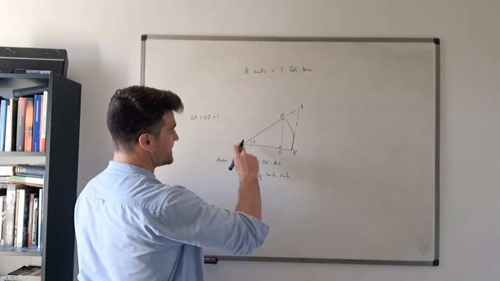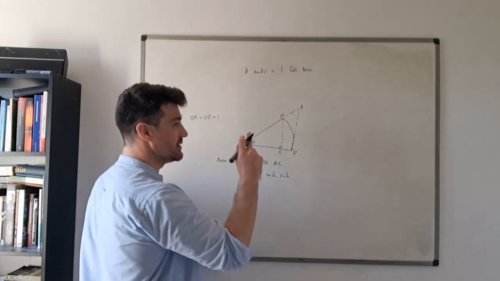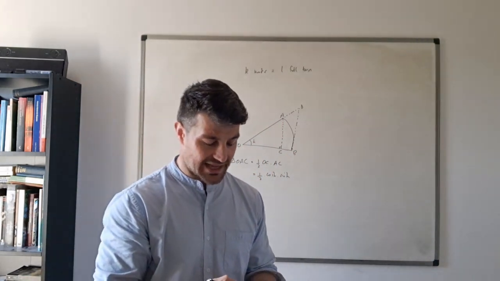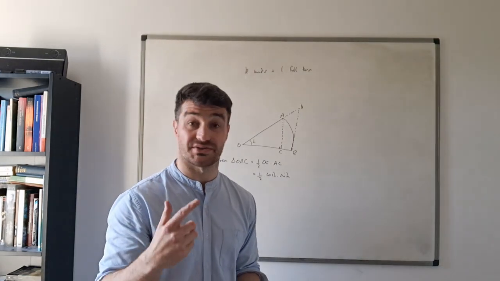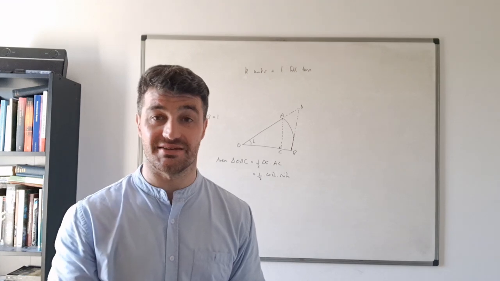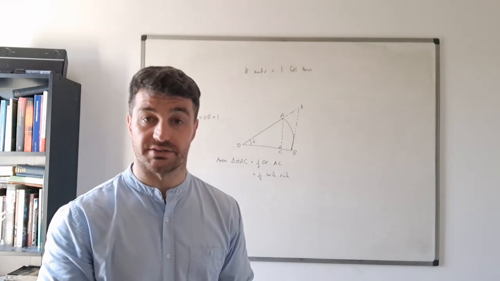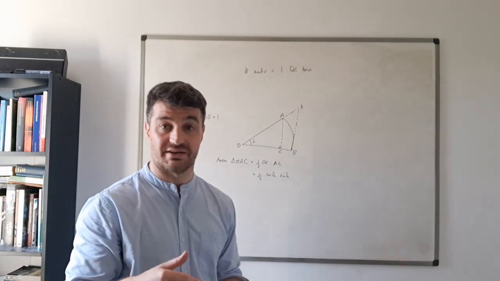How about the sector OAB? Okay, so I'm not going to use the formula half r squared theta for this because that uses the notion of radians, right? In that formula, half r squared theta.